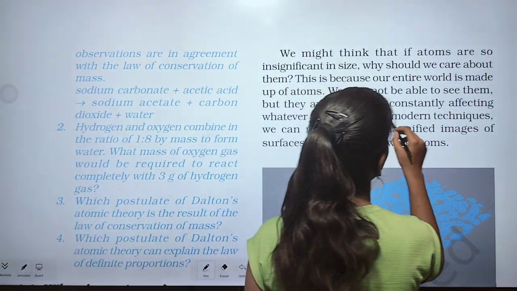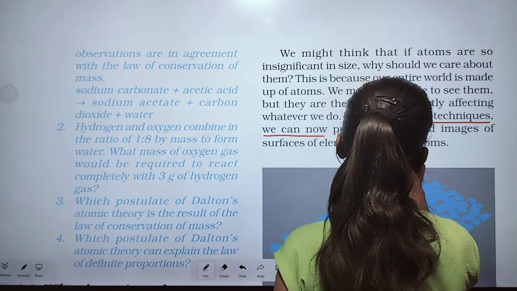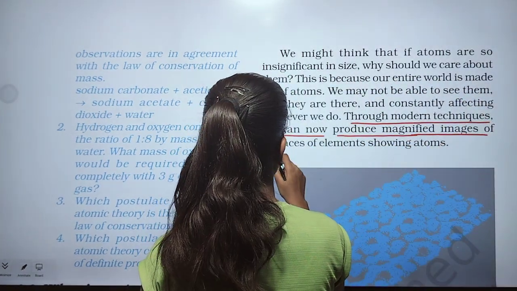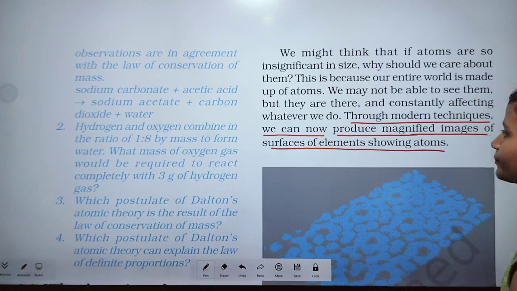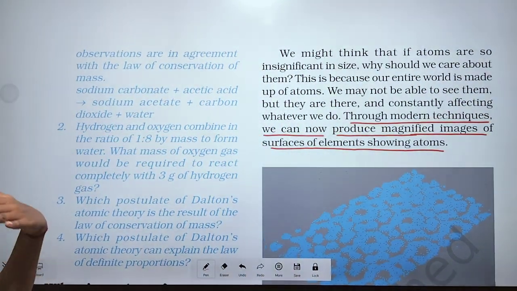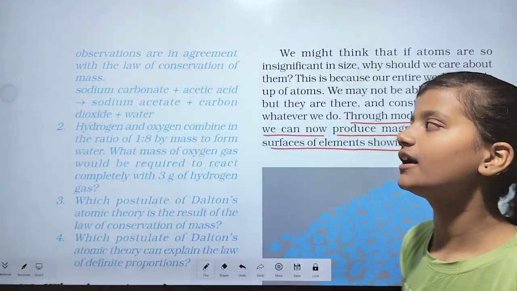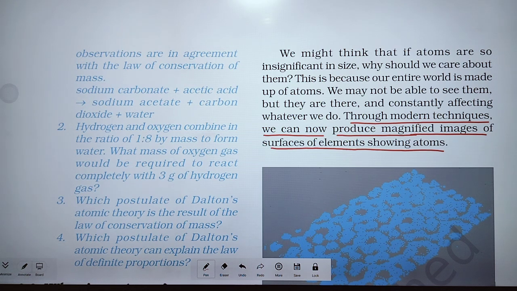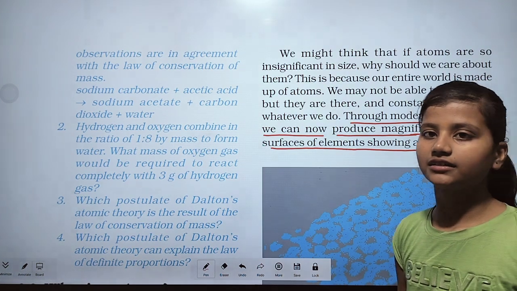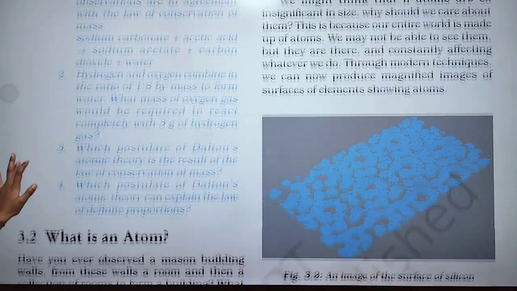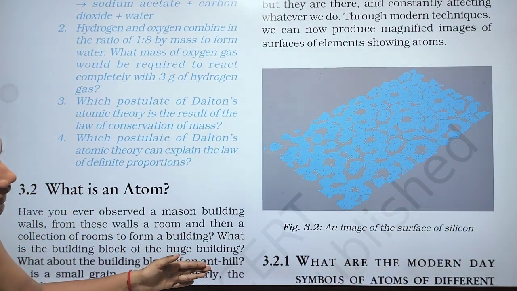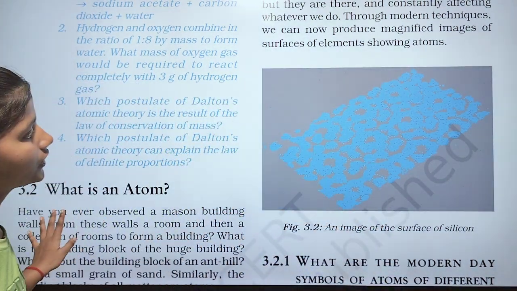And now, through modern techniques, we can produce a magnified image of the surface of an element showing atoms. By modern technique, we can see an image of the surface of silicon. This one is the image of silicon.